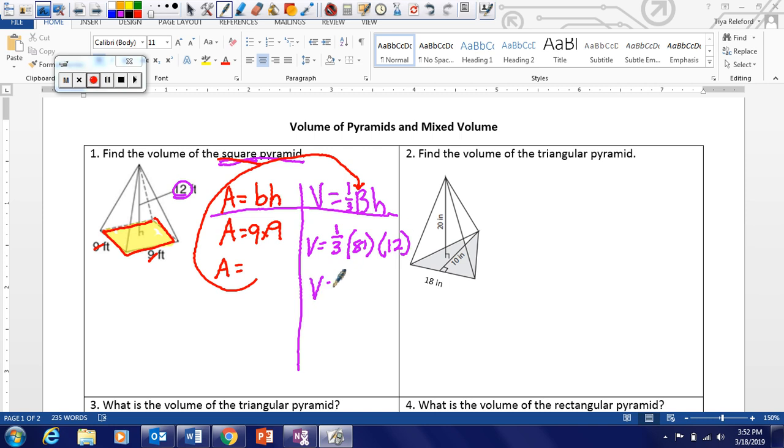Remember, you can multiply in any order. I am going to multiply 1/3 times 12. And that's going to give me 4. So now I have 4 times 81.